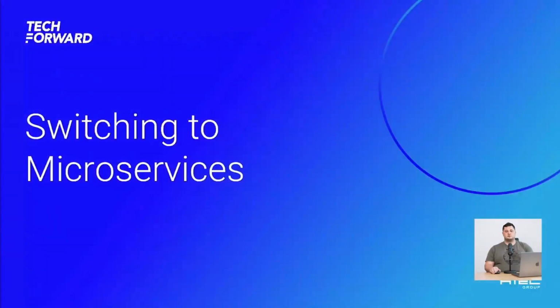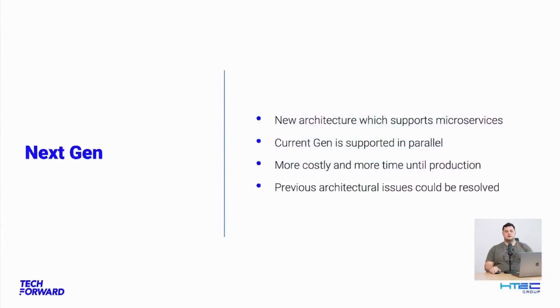There are two popular ways of transforming from monolithic to microservices: creating a next generation project that is based on microservices, or using the strangler pattern. First way is by creating a completely new next generation project. We could learn from previous mistakes and resolve them by introducing a new architecture that supports microservices. The old project would be supported in parallel since it is in production and there are customers using our application. This way is more costly and requires more time until production.